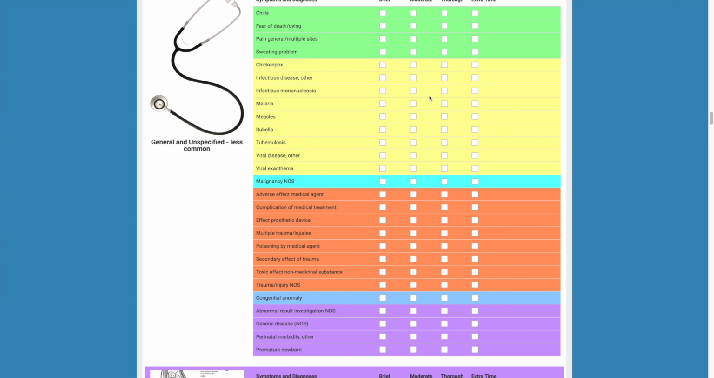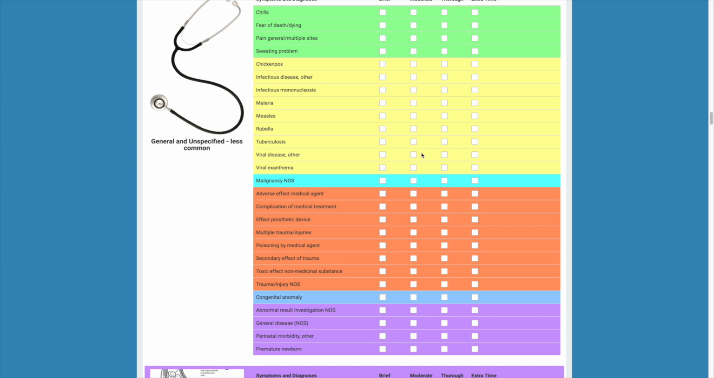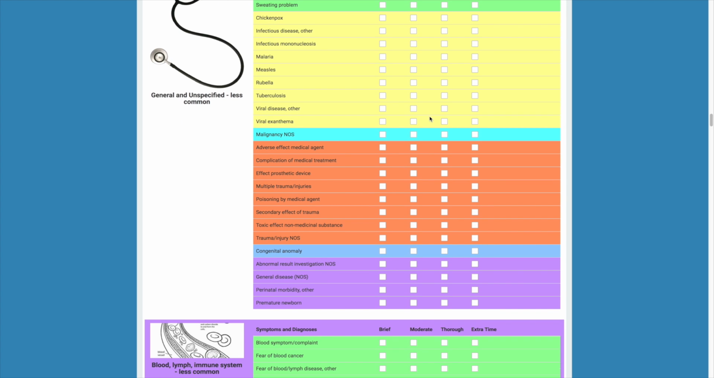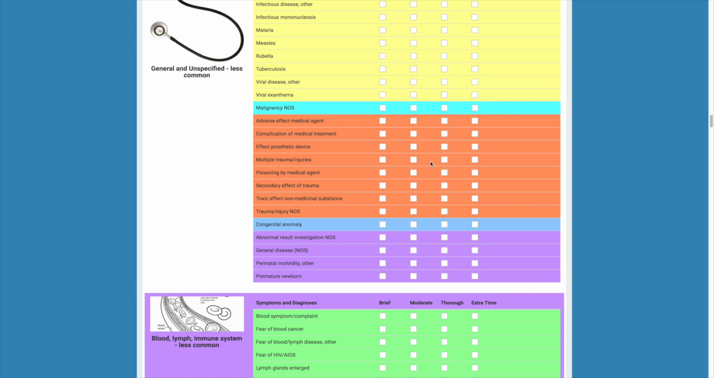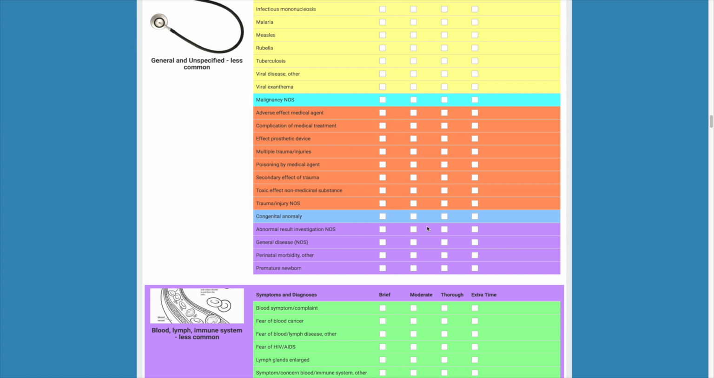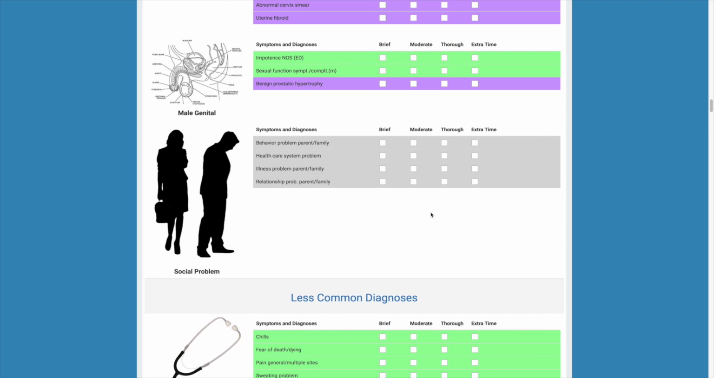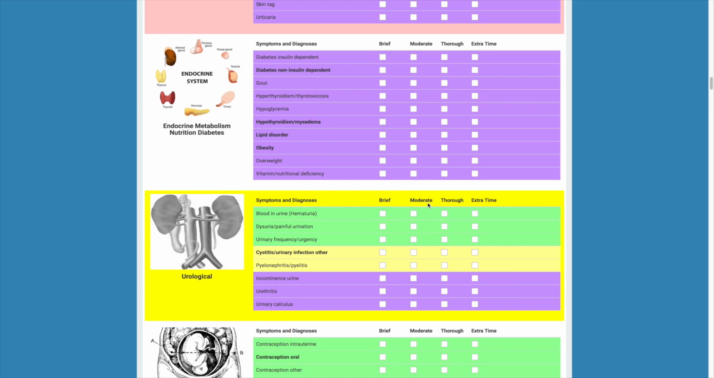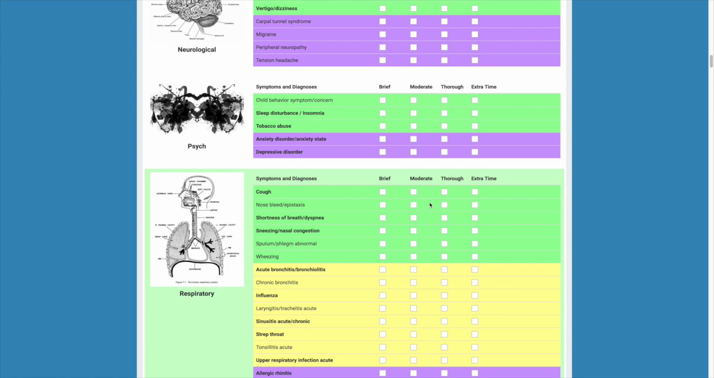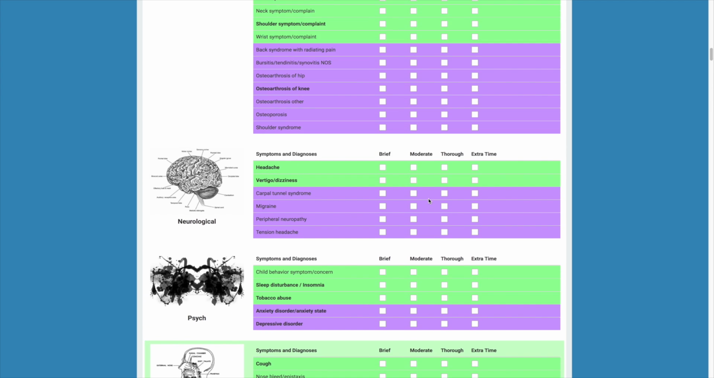Other colors that aren't as commonly used: this light blue is for cancers, the orange is for trauma and poisoning, this slightly darker blue is for congenital situations, and then the purple is for diseases, diagnoses.